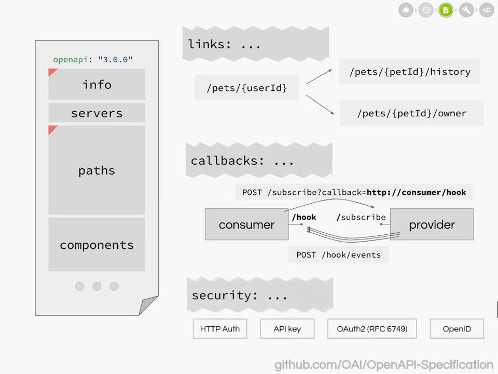And finally, security has also been improved a lot. Version 2 has some security mechanisms, but in version 3, different elements have been incorporated. So now you can have security based on HTTP authentication, API keys, the simple way, OAuth, and OpenAPI Connect.